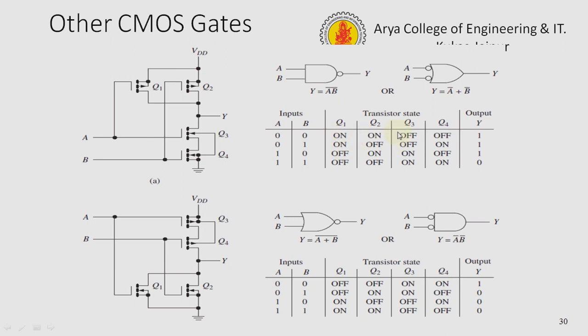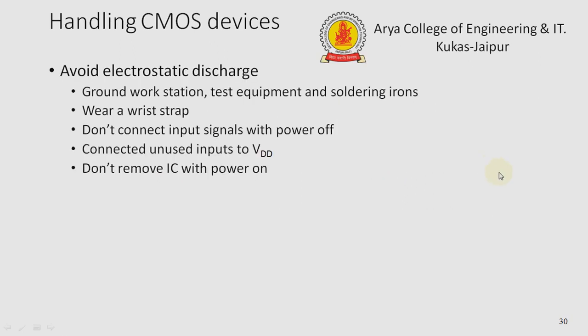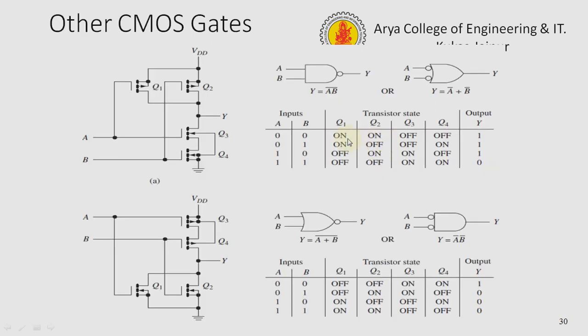This is the truth table of the NAND gate. When 0 0 is applied, output is 1, 0 1 is applied, output is 1, 1 0 is applied, output is 1, and when 1 1 is applied, output is 0. In the 0 0 state Q1 and Q2 are on and Q3 and Q4 are off. At 0 1, Q1 is on, Q4 is on, and Q2 and Q3 are off. At 1 0, Q1 is off, Q4 is off, Q2 and Q3 are on, and at 1 1, Q1 is off, Q2 is off, and Q3 and Q4 are on.